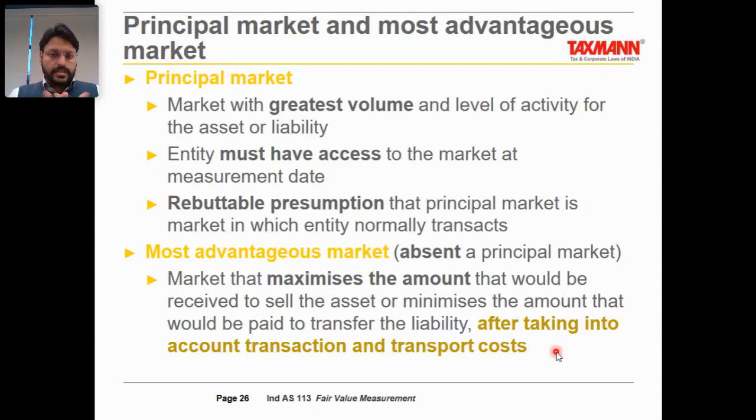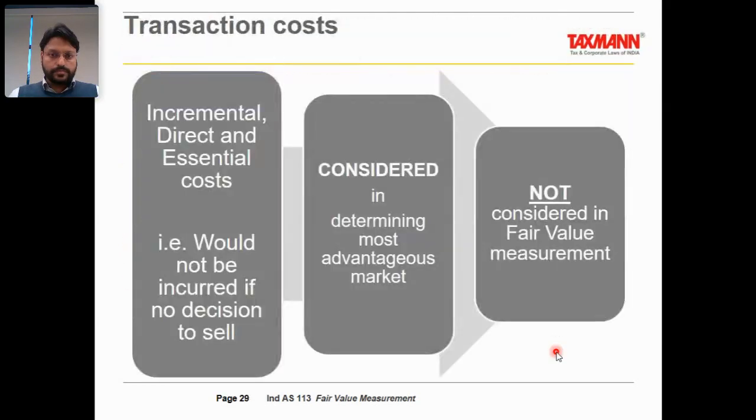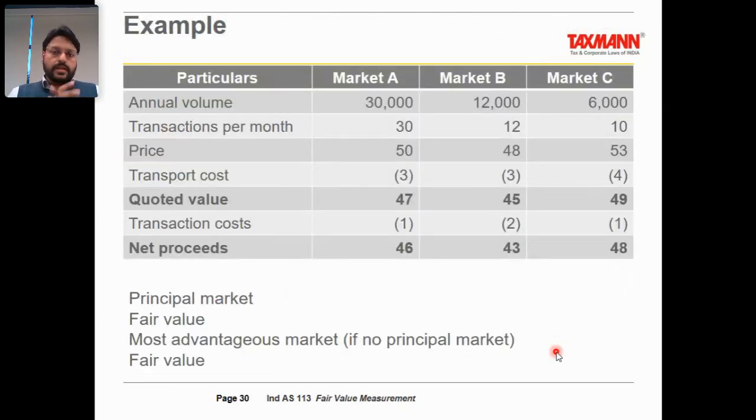Okay. So, let's understand it with an example. Suppose there are three markets, market A, market B, and market C. Annual volume is in market A 30,000, market B 12,000, market C 6,000. Transactions per month 30, 12, and 10. Price 50, 48, and 53. Transport cost 3, 3, and 4, say. Quoted value is 47, 45, 49. Transaction cost is 1, 2, and 1. And net proceeds are 46, 43, and 48. So, this is the scenario.